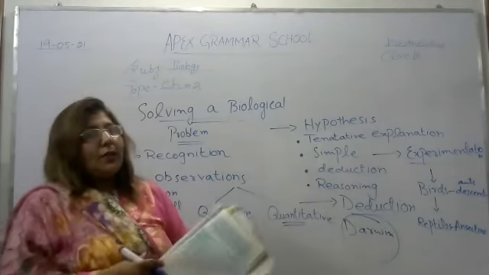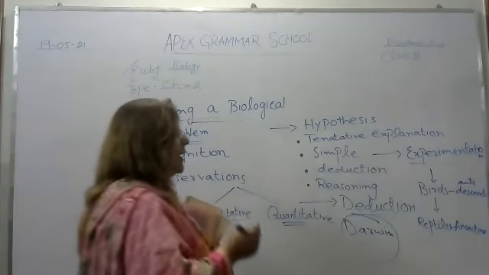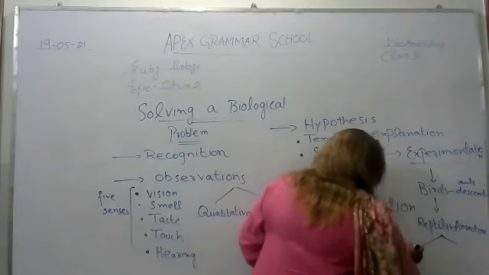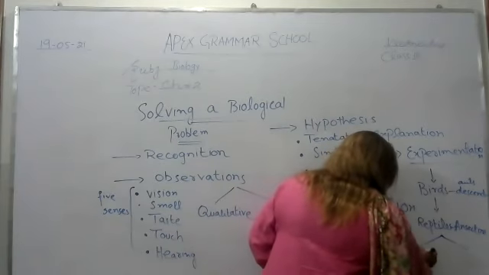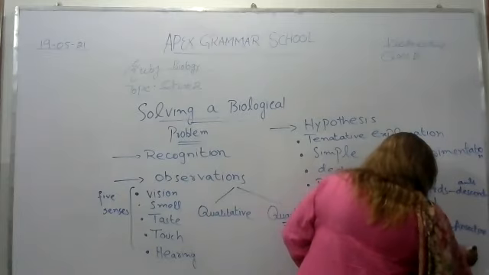In experimentation, there is another important thing. An experiment can be of two types. Okay. First is called the control experiment, and second is called the experimental group.